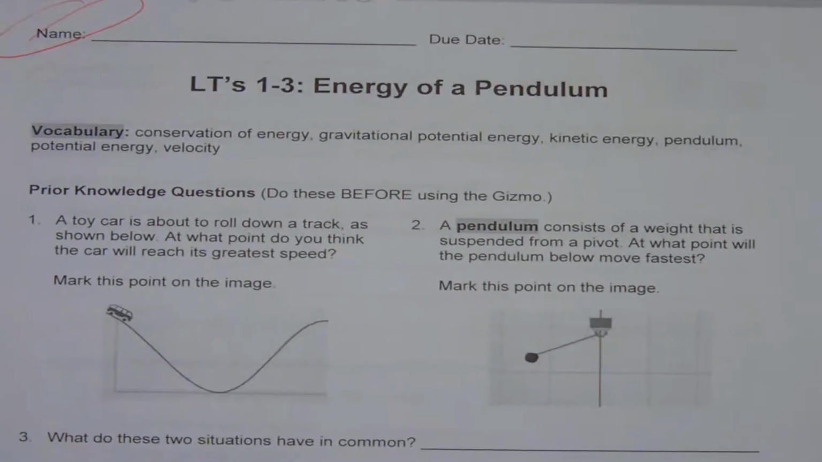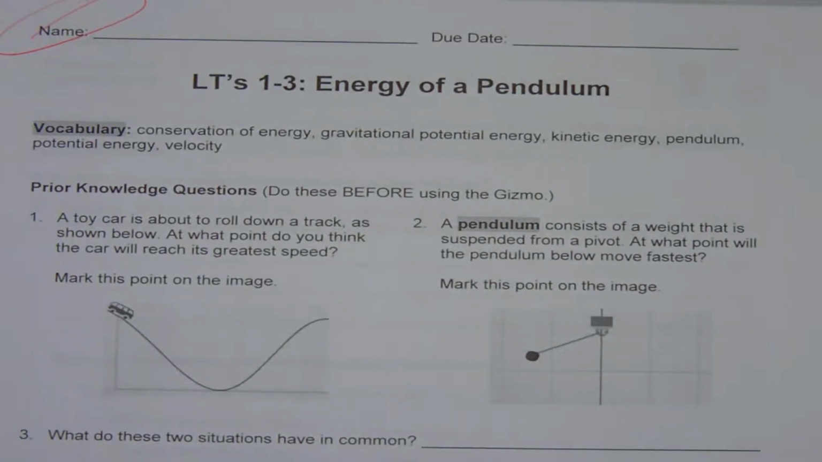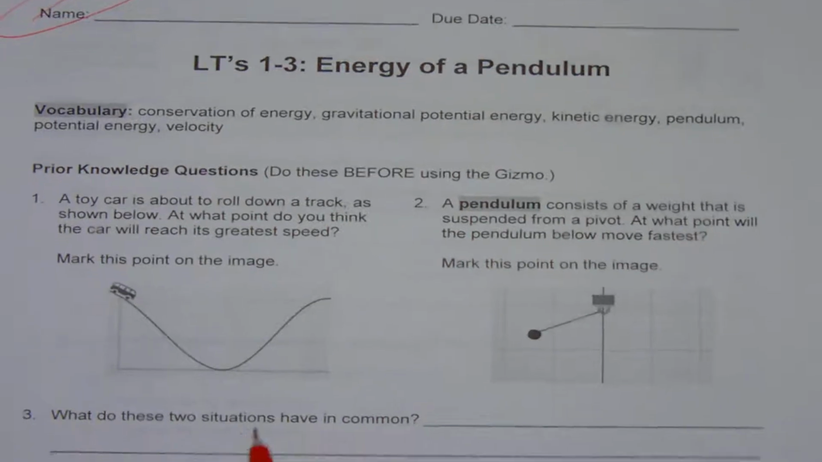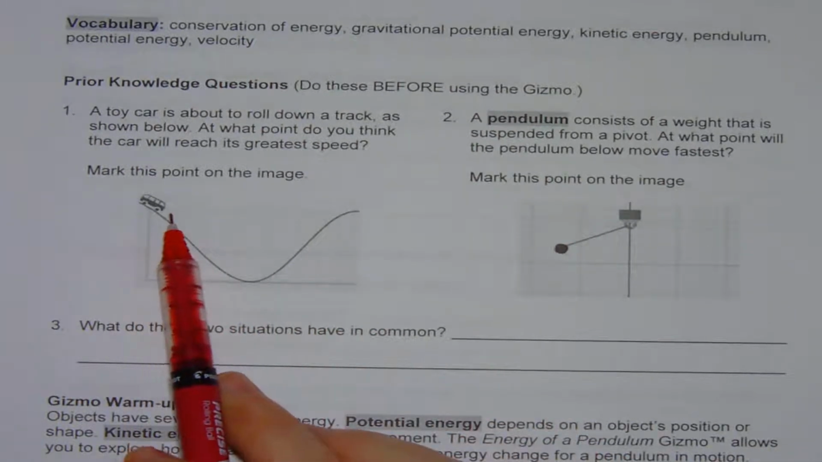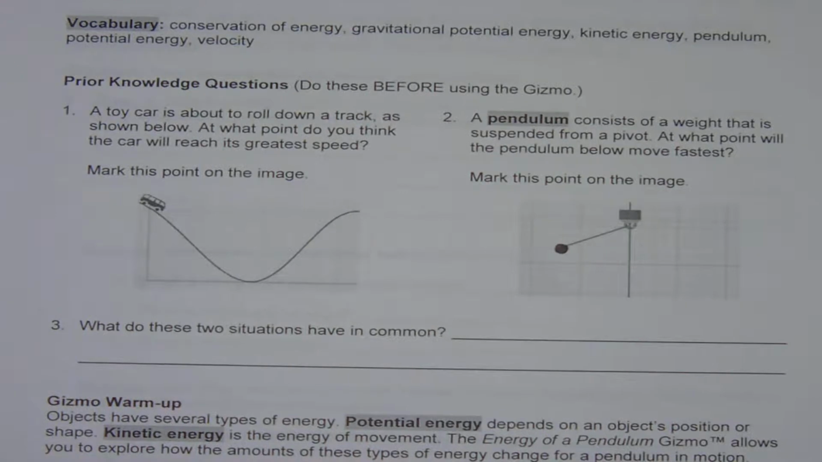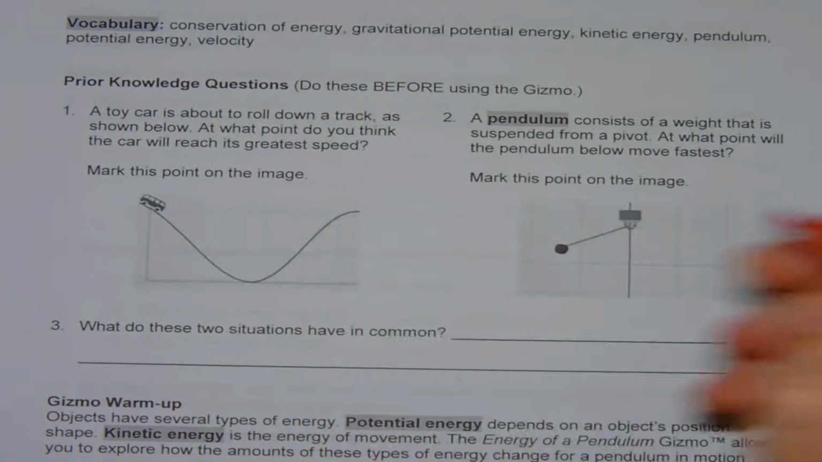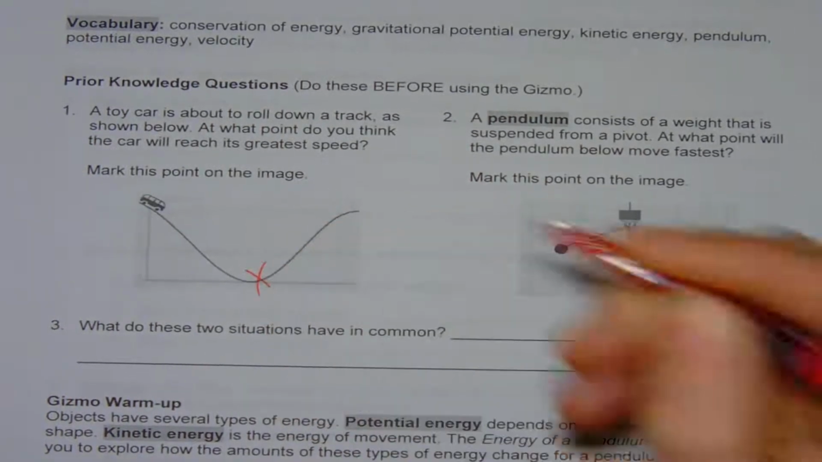Alright, prior knowledge. A toy car is about to roll down a track as shown below. At what point do you think the car will reach its greatest speed? You just mark on this track. I think everybody's played with a toy car before. You've seen something roll down a hill. Where do you think it will be going the fastest? And you mark that point on the image. Alright, so I have a hunch it might be about at the bottom.